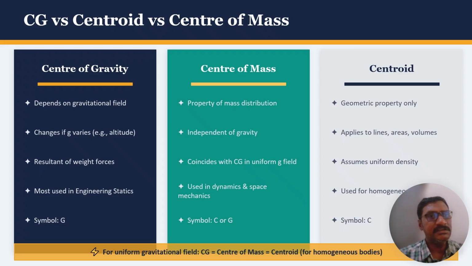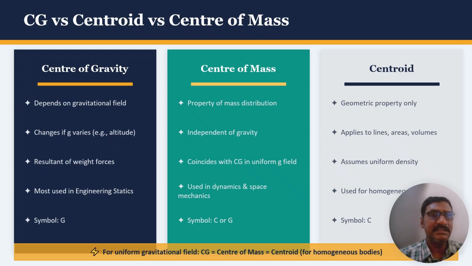Then when does the centroid equal the center of gravity? Only when two conditions are met. The first one is the gravitational field must be uniform, and the second one is the material of the body must be homogeneous, meaning it has the same density throughout. If the density varies from one part of the body to another, like a composite beam with steel on the top and concrete at the bottom, the centroid of that cross section is not the same as the center of gravity of the beam.